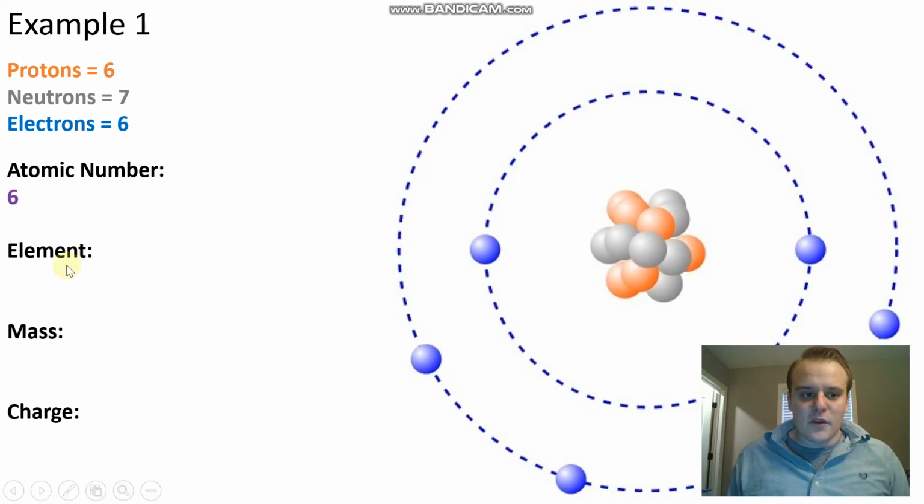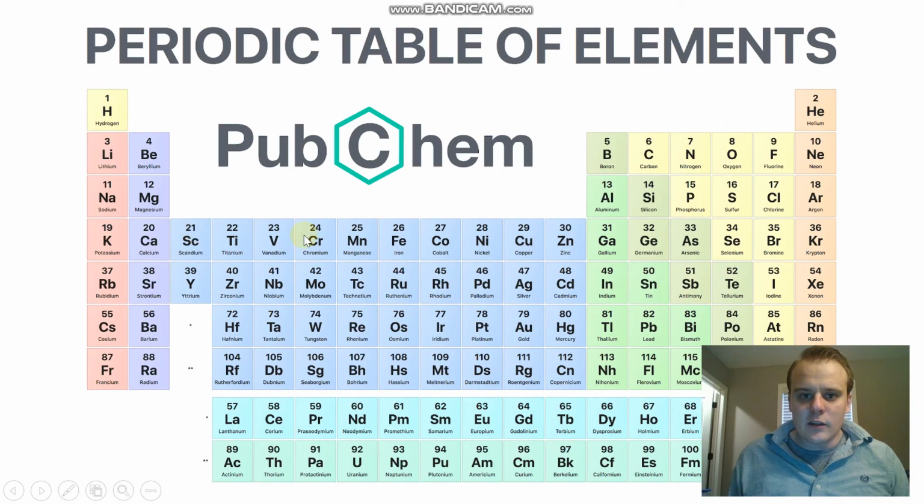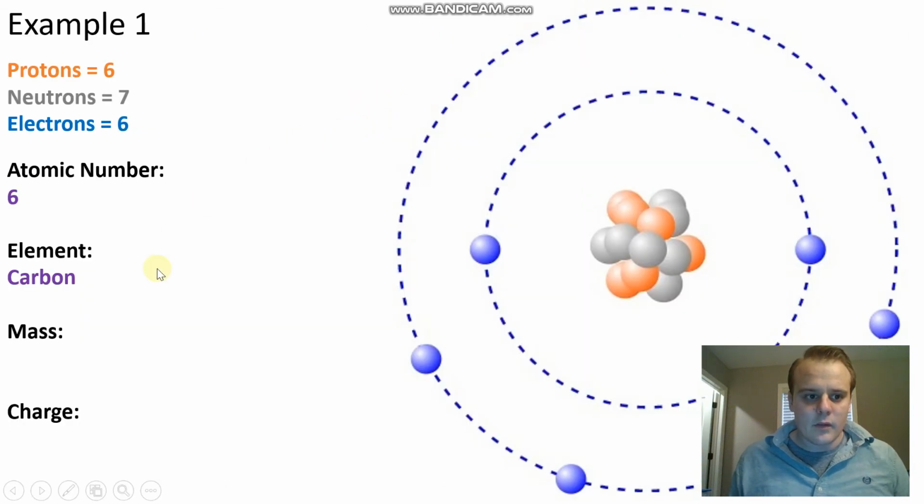Okay, and so then to figure out what element this is, we're going to look at the periodic table for which element has atomic number 6. So if I look at the periodic table and I look at these numbers across the top here, 1, 2, 3, 4, 5, 6, carbon is atomic number 6. So carbon is the element that we're looking at here. And so then we can go ahead and write in that our element is carbon.